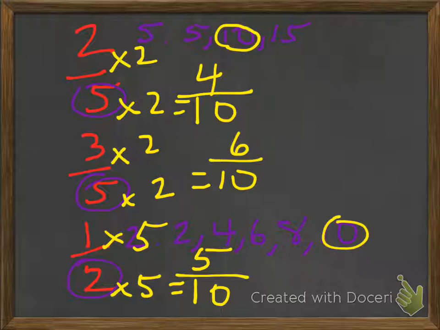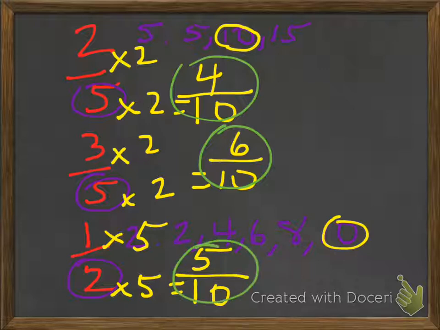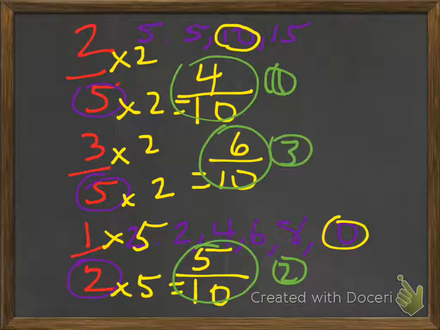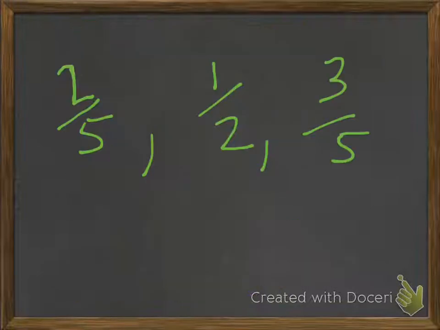So now I can easily see I have 4/10, 6/10, and 5/10. Which one's the smallest? Well, this one is the smallest, right here. The next one would be 5/10, and the last one would be 6/10. So our order would be 2/5 is less than 1/2, which is less than 3/5. So if we put them in order, we have 2/5, 1/2, and 3/5.